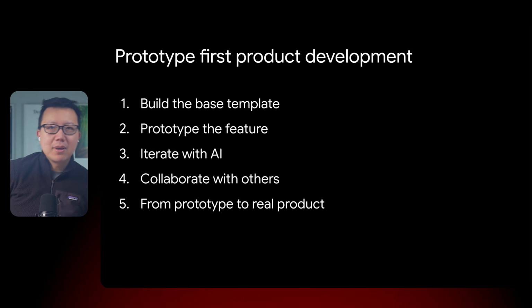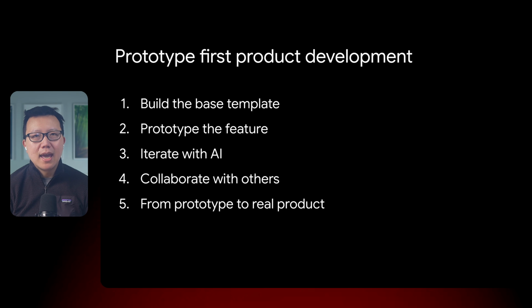Okay, so to recap, here are 5 steps to practice prototype first product development. Number 1, build a base template, replicate your existing product, and save the template for your team. Number 2, prototype the new feature. You can create an AI project or a Gemini gem and just talk to it to come up with a great prompt to add your new feature and put that prompt into AI Studio. Of course, it's not going to get it perfect in one shot, so you have to iterate with AI, go back and forth with it, give it feedback, get it to a point where you feel comfortable sharing it with other people.